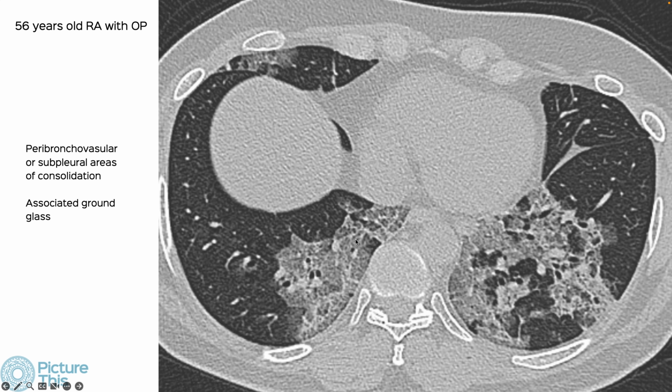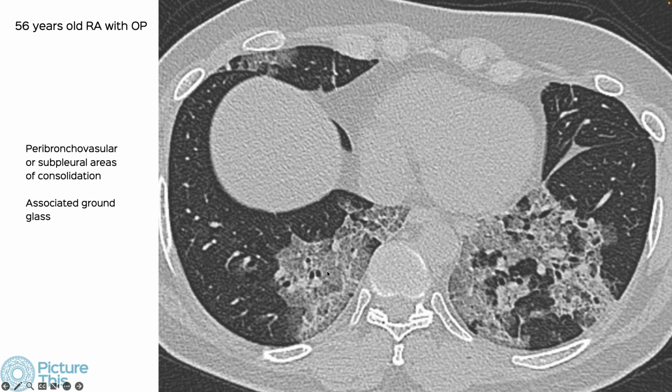The organizing pneumonia pattern will present as areas of consolidation, which have a subpleural base. They could be subpleural, peribronchovascular, as we see here. You may get a reverse ground glass appearance. There are so many patterns. So this is RA with OP. And remember, the hallmark is consolidation.